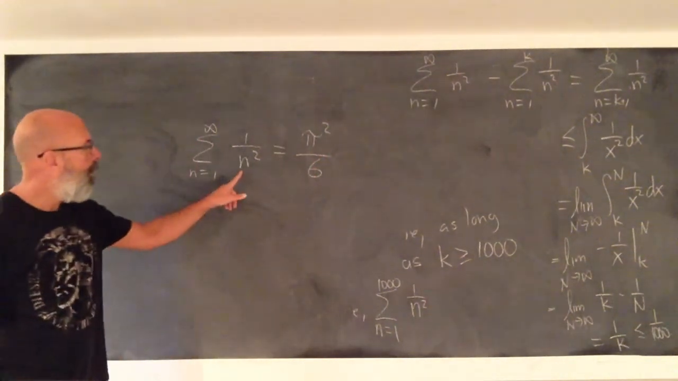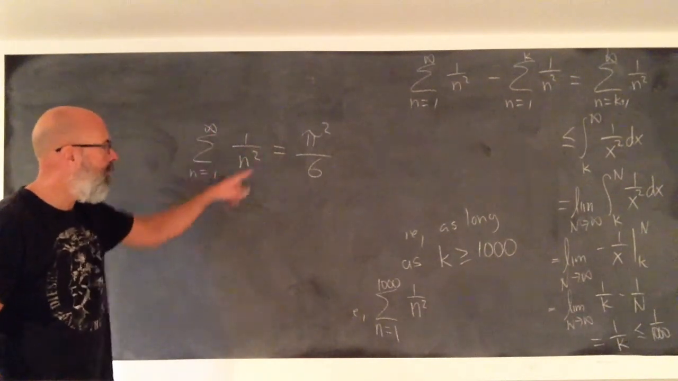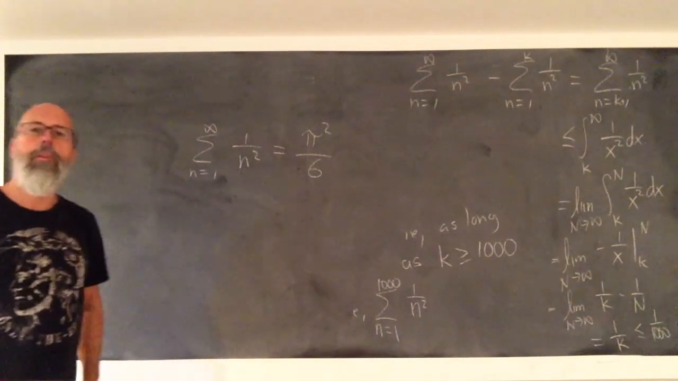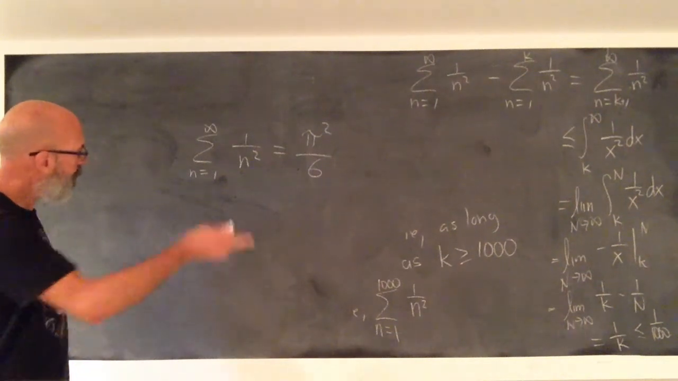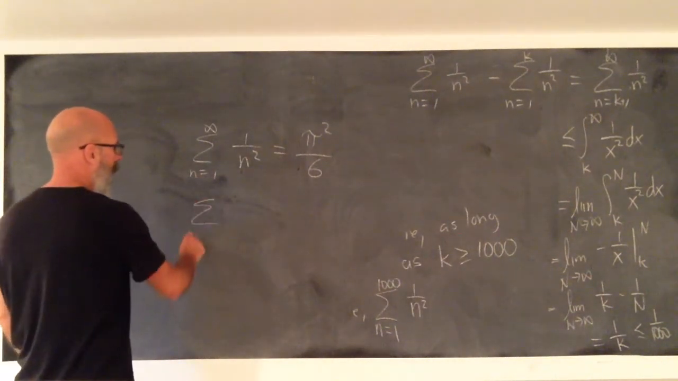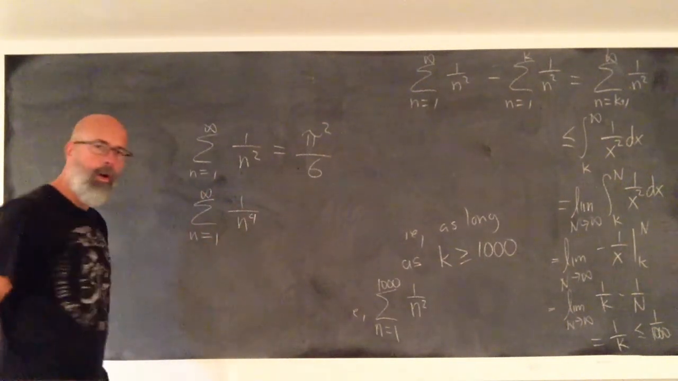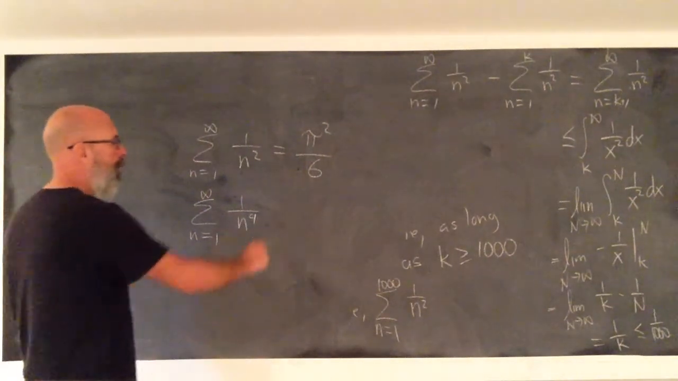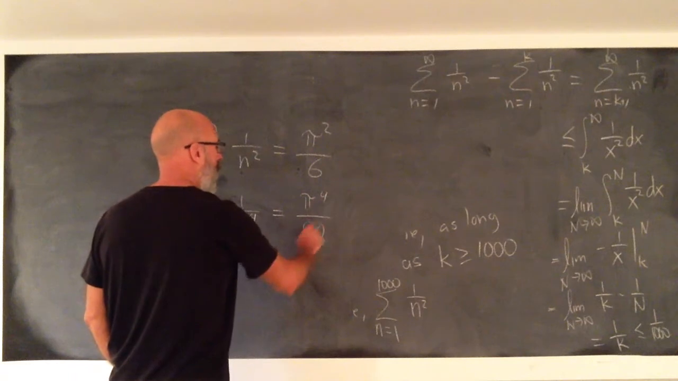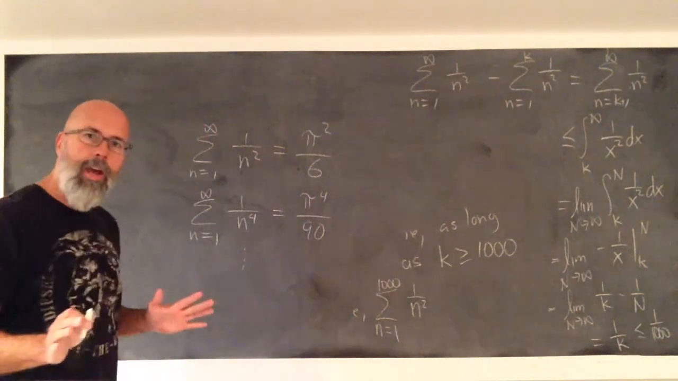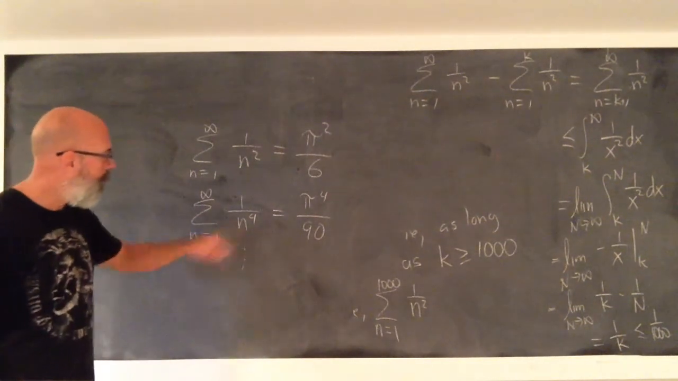If you sum 1 plus 1/4 plus 1 over 9 plus 1 over 16 plus 1 over 25 and so on, the result is pi squared over 6. In fact, we also know that 1 over n to the power 4 converges to pi to the 4 over 90. And in fact, we have the result, or we can work out the result, for all the even powers.